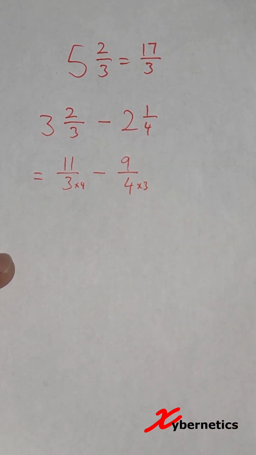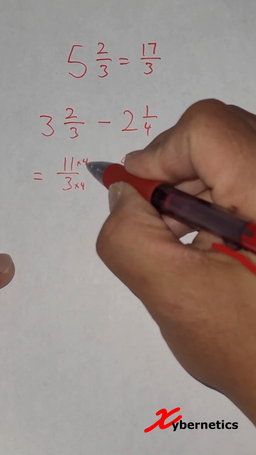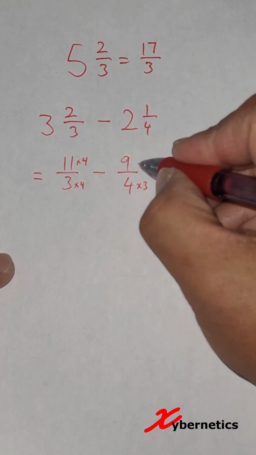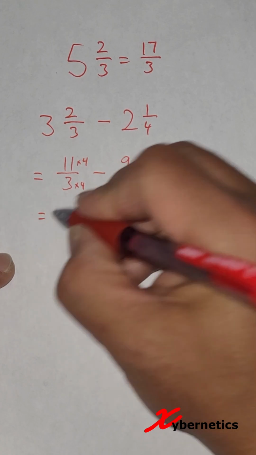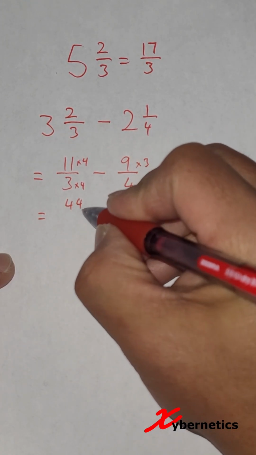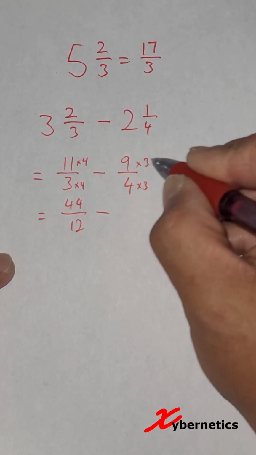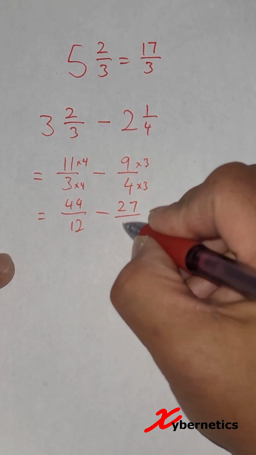And as you've seen in my previous video, whatever you do with the denominator, you're going to have to do the same thing with the numerator. Likewise, on the second improper fraction, you're going to have to do the same thing as well, because the denominator was multiplied by 3. Let's write this again one more time. 11 times 4 is going to give you 44. 3 times 4 is going to give you 12. 9 times 3 is going to give you 27. And 4 times 3 is going to give you 12.